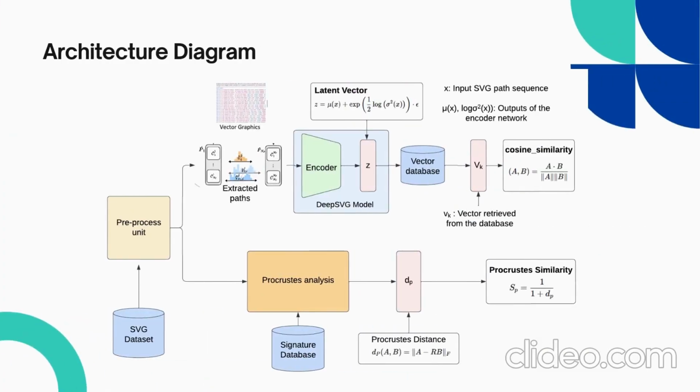When an SVG is processed, its path data is sent down two tracks. On the top track, our deep SVG model encodes the image into a compact numerical representation, a latent vector, and compares it to our database using cosine similarity. On the bottom track, Procrustes analysis directly compares the geometric point clouds of the shapes. Fusing these two distinct analyses gives us a far more reliable similarity assessment.